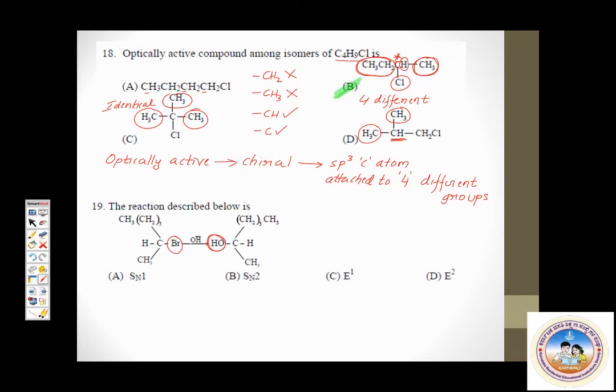So which mechanism shows Walden inversion? It is SN2. Straight away you can figure out the answer. Option B, SN2 mechanism. Good. That is about question number 19.